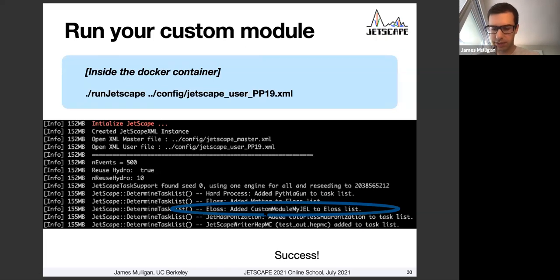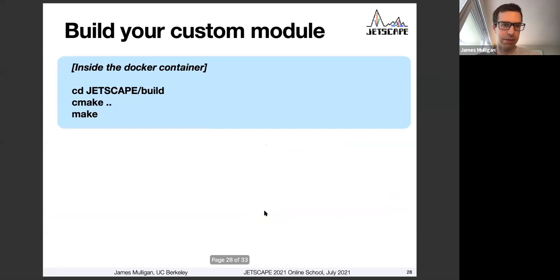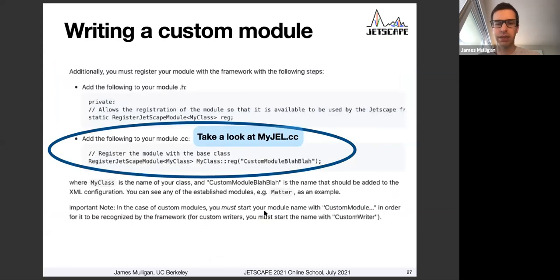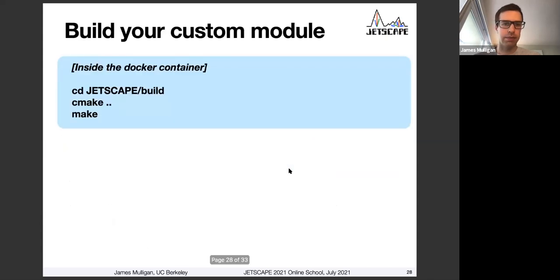In the meantime, in case people are catching up, let me just rehash what needs to be done. You need to open up this myjel.cc file and set your name appropriately. You can set it to whatever you want, except you need it to start with custom module. So you can say custom module myjel, for example. And after you edit that .cc file, you should build JETSCAPE again. Change directory to the JETSCAPE build directory and then rerun the cmake and make commands, which should be fairly quick.